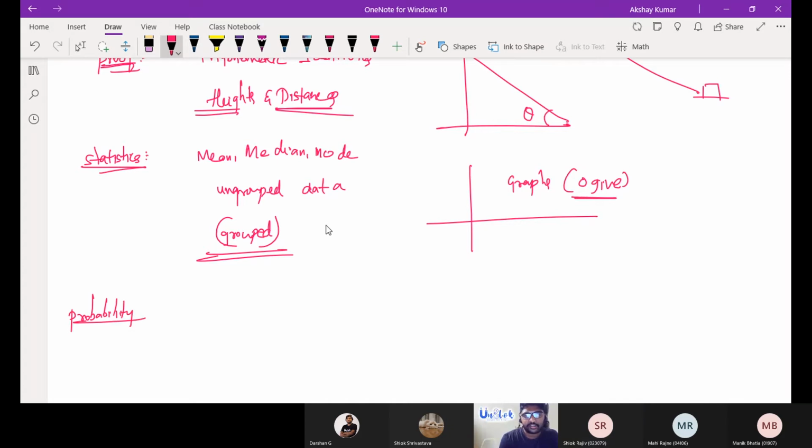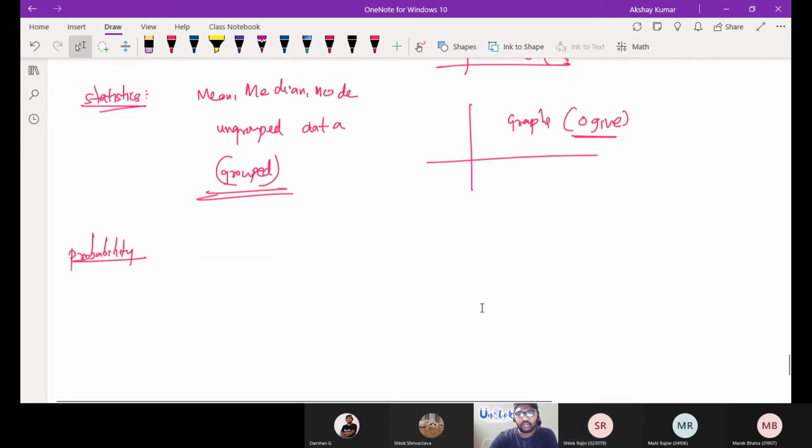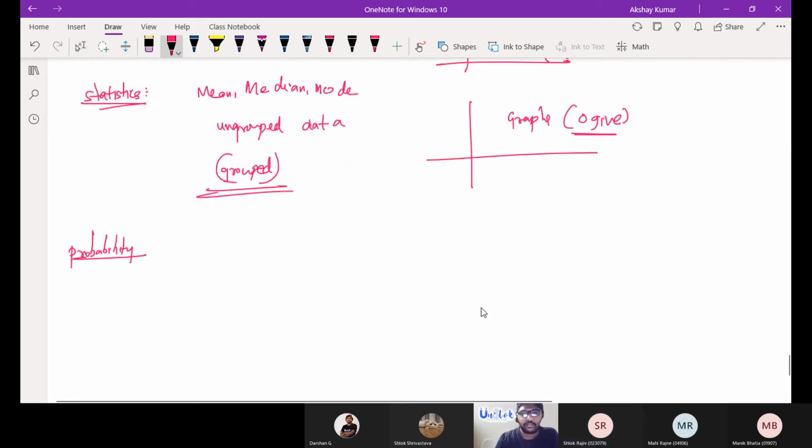Can you give an example of how a grouped data question would look? Yeah. For example, suppose you have written a maths test, and we'll say between 0 to 10, how many students are there.